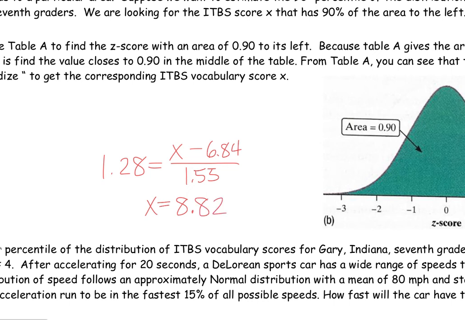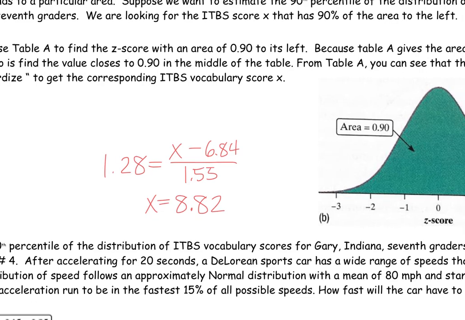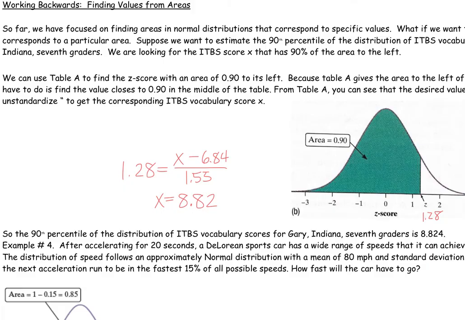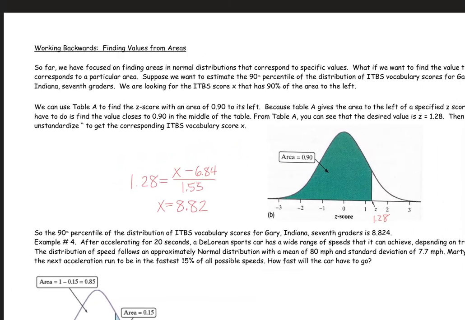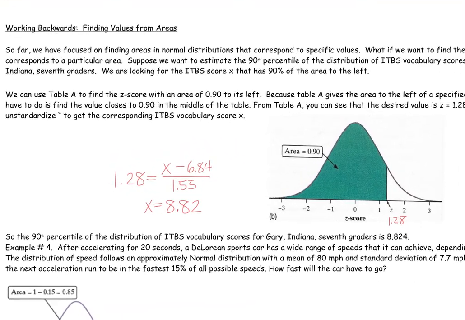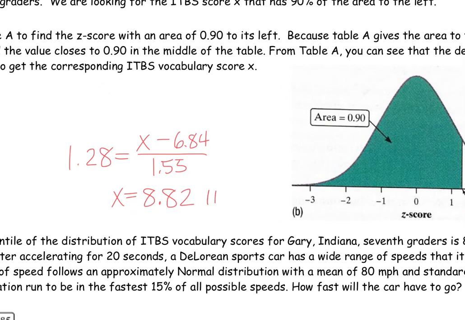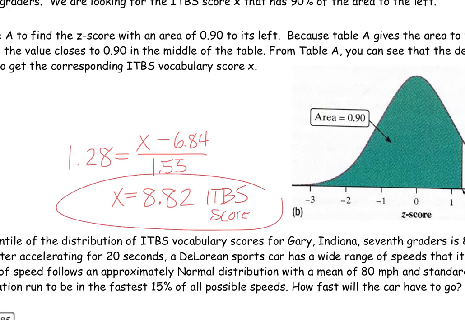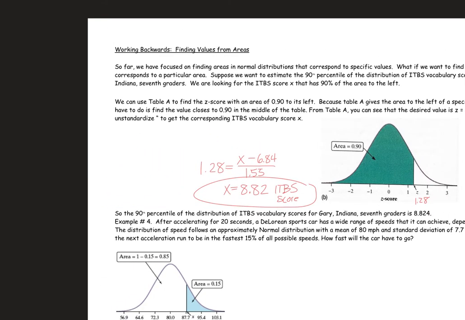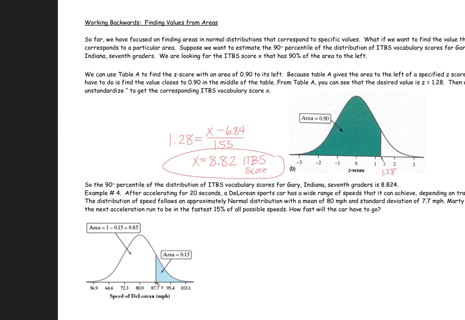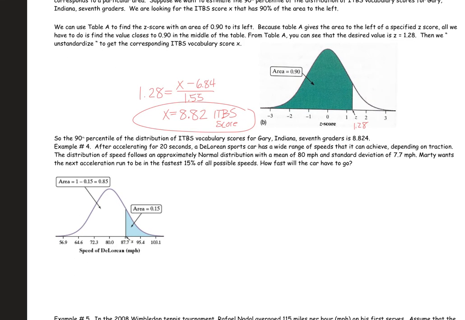They seem to have used 2 decimal places in the problem. And our units, I believe this was the, what was the acronym here? ITBS score, which means if you're at the 90th percentile, you were reading at almost the 9th grade level, about 8.82. All right, so there we go. Okay, so we can work backwards. All right, so let's try one.